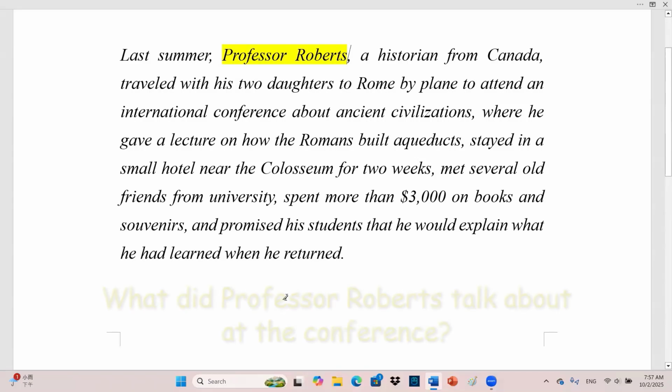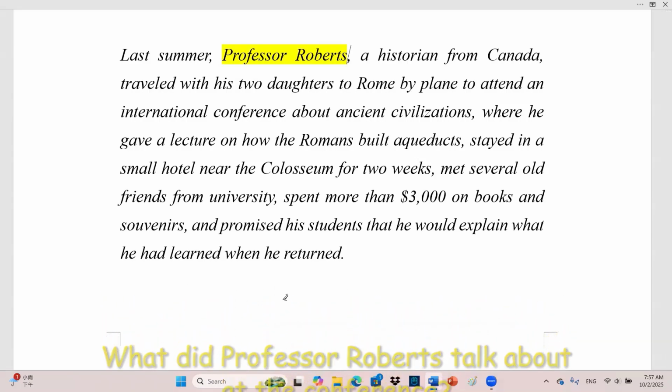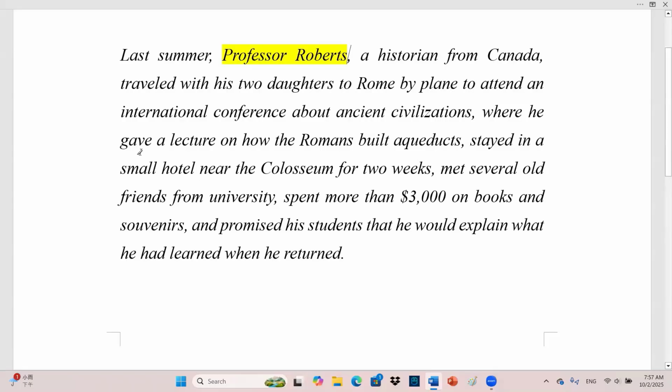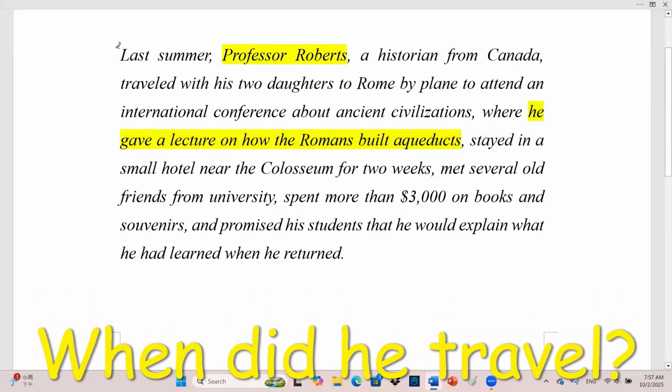Now we ask with what? What did Professor Roberts talk about at the conference? And you can see that he gave a lecture on how the Romans built aqueducts. Okay, so that would be the answer. When did he travel? Last summer.